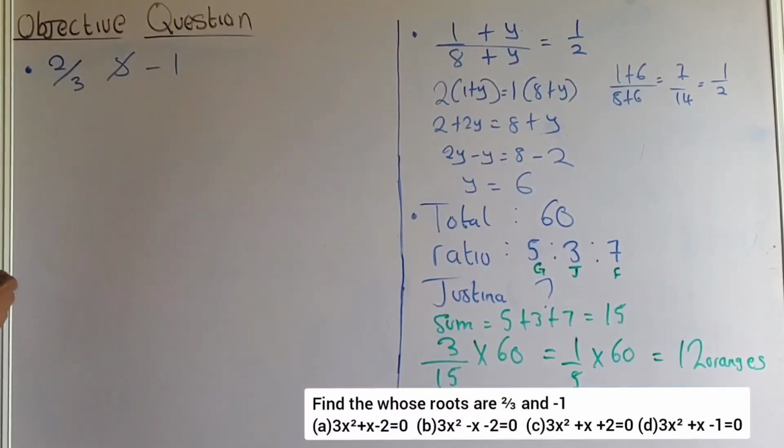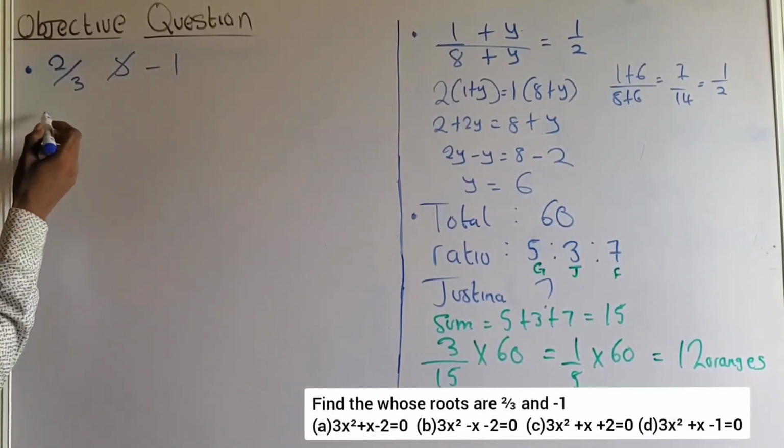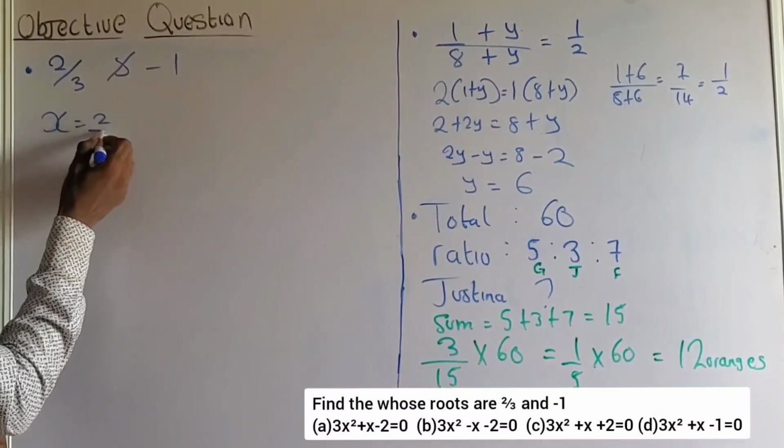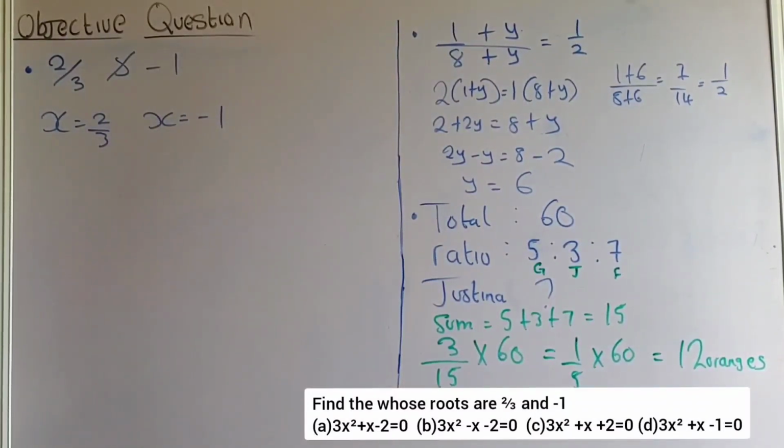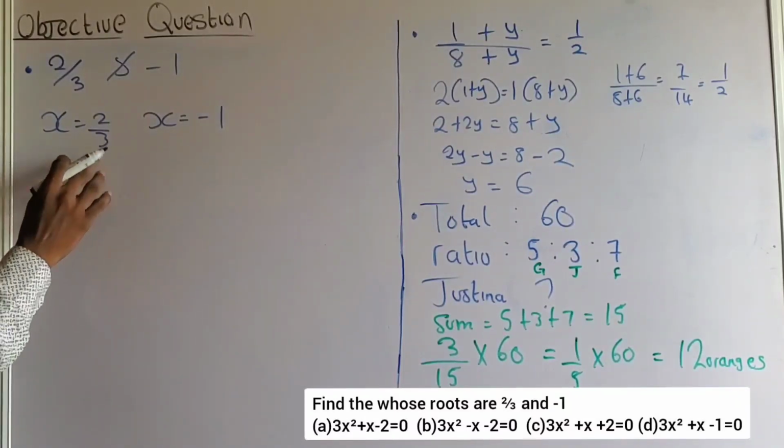Now set a variable equal to each root. Let us use x. So I'm going to have let x equals 2/3 and x equals -1. You know that if you solve a quadratic equation, you have two roots. So now, having done that, you can see that we have a fraction here.